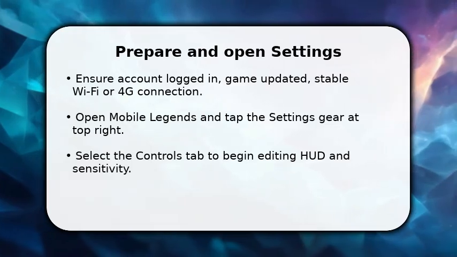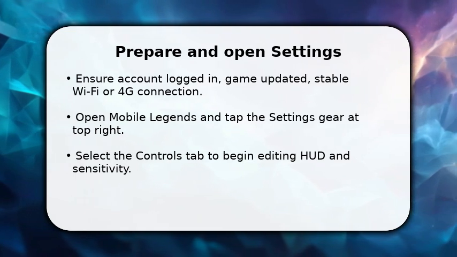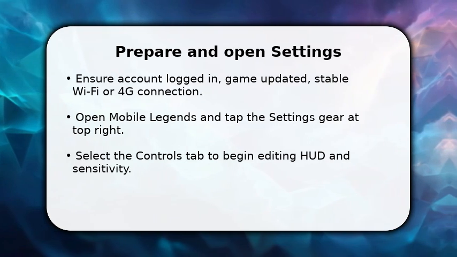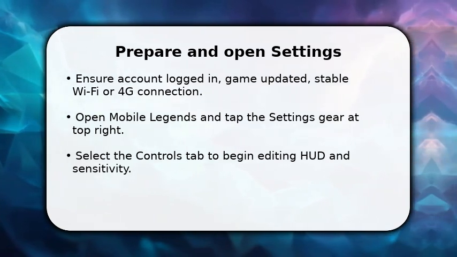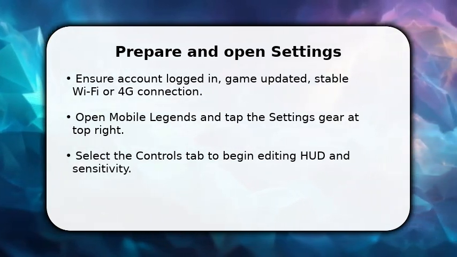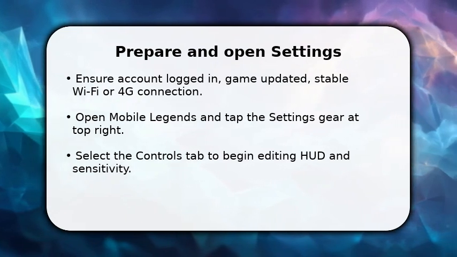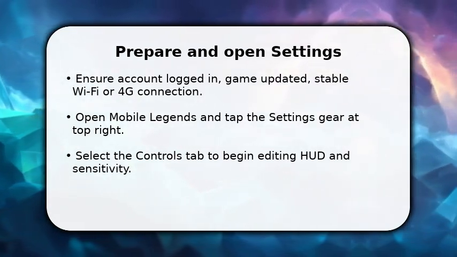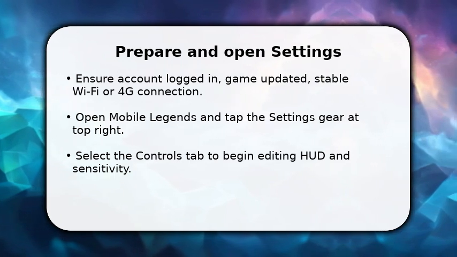You start by preparing the essentials. Be logged in, update the app, and use a stable connection so changes save reliably. Once done, open Mobile Legends and tap the settings gear in the top right. Now choose Controls to enter the customization screen. This is where you change HUD layout, joystick type, and sensitivity.